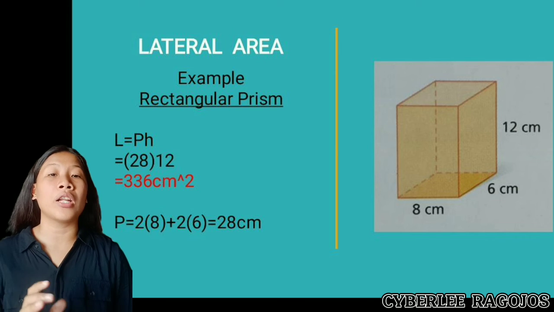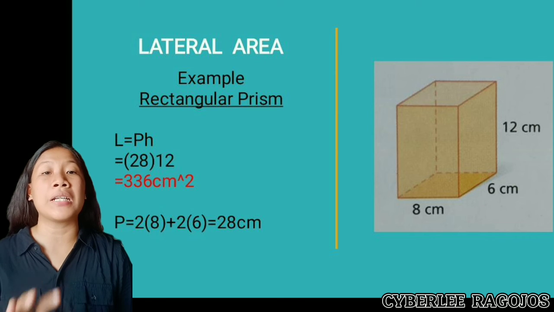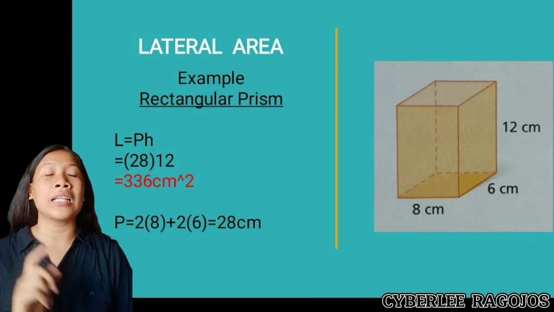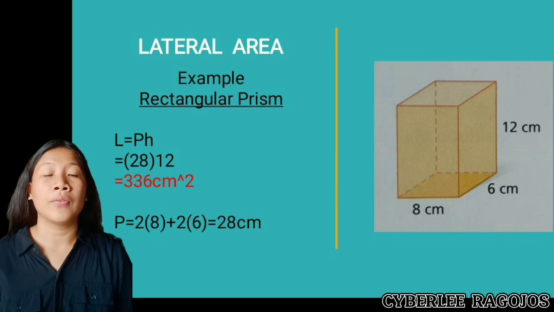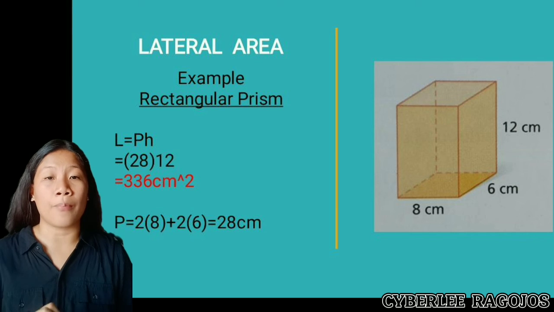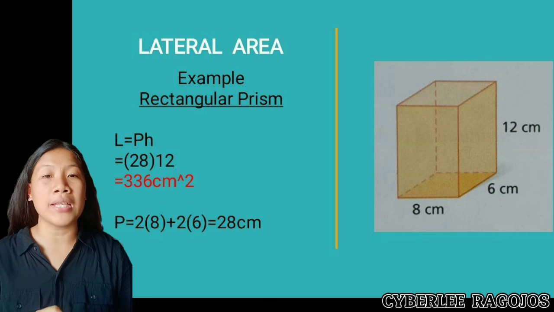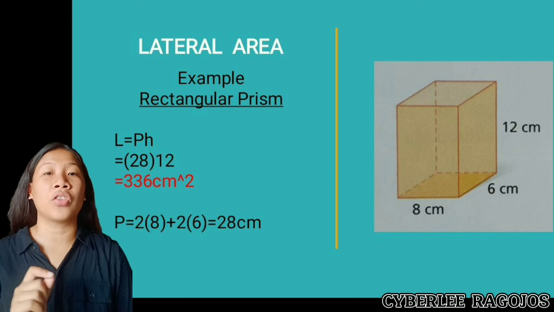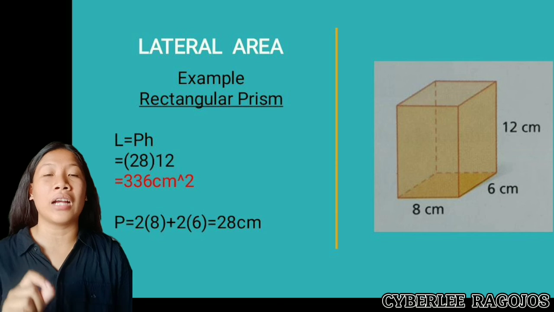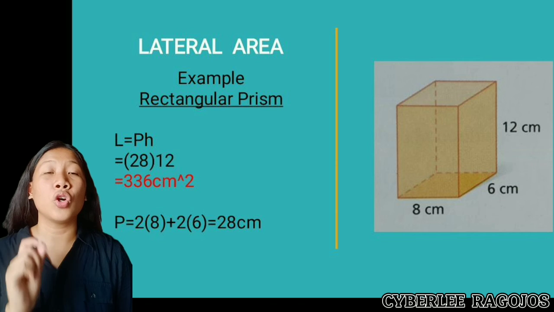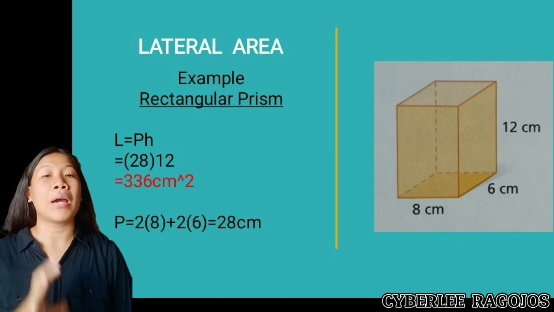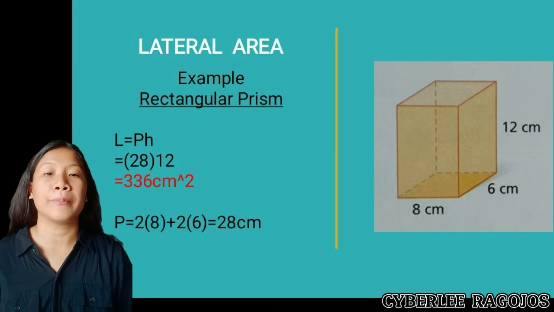Well, sa pagkuha naman natin sa height of the prism is kailangan lang nating tignan yung height na nasa rectangular prism na kung makikita natin is 12 cm. So, height times base which is 336 cm squared. So, sa pag-compute natin, huwag natin kakalimutan yung unit na nakalagay or yung unit na ilalagay natin para ma-identify natin ng mabuti. Surface area.